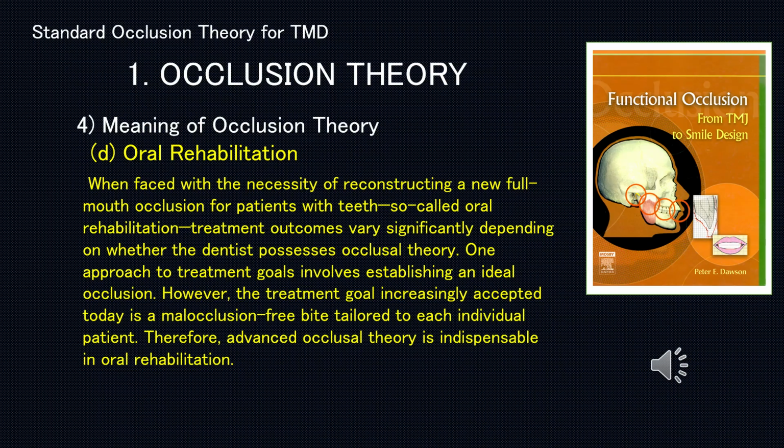D. Oral rehabilitation. When faced with the necessity of reconstructing a new full-mouth occlusion for patients with teeth, so-called oral rehabilitation, treatment outcomes vary significantly depending on whether the dentist possesses occlusal theory. One approach to treatment goals involves establishing an ideal occlusion. However, the treatment goal increasingly accepted today is a malocclusion-free bite tailored to each individual patient. Therefore, advanced occlusal theory is indispensable in oral rehabilitation.